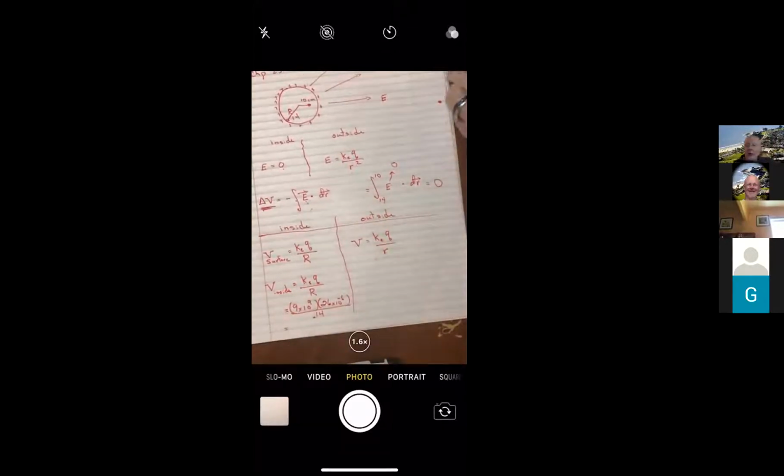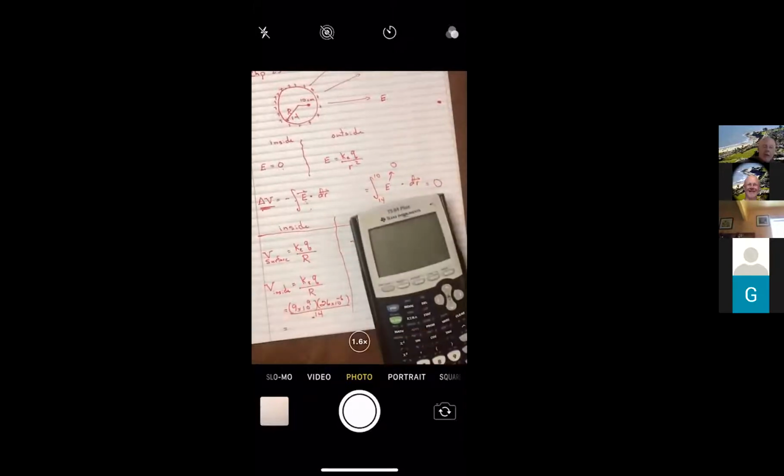And so grabbing my computer here a little bit, grabbing a calculator, I would have 9 times 10 to the 9th, 26 times 10 to the minus 6, and 0.14, 1.67 times 10 to the 1, 2, 3, 4, 5, 6 volts.